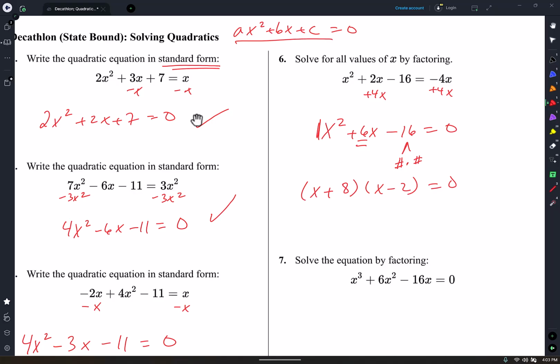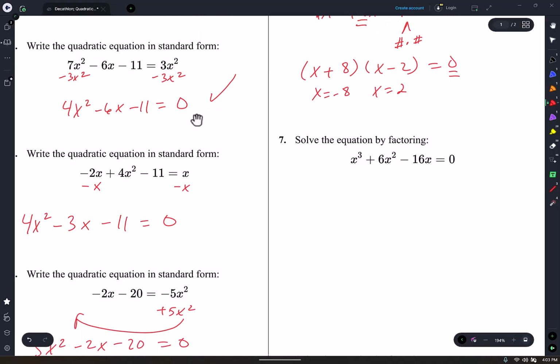Cool or not cool, guys? Everyone knows how to factor by now, right? So the only way this will be 0 is if x is negative 8. Negative 8 plus 8 is 0. 0 times anything is 0. Or if x is 2. You did a whole bunch of that in Algebra 1, maybe even Algebra 2.